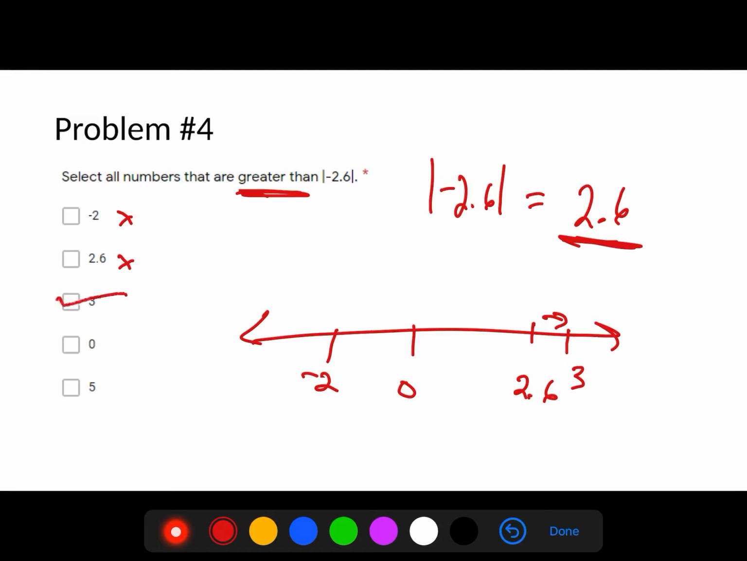0, nope, 0 is to the left. 0 is not greater than. 5, yeah, 5 would be somewhere over here. So 5 is to the right of 2.6. So 5 is greater than that number. So then it would be those two answers. Once again, remember, absolute value does not mean opposite. It means distance from 0.